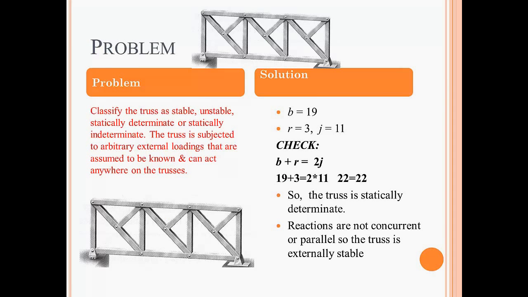Let's see an example. We want to classify this truss as stable or unstable, and statically determinate or statically indeterminate. So first we need to count the number of members here. So 1, 2, 3 to 19. So there are 19 members. So B equals 19. And the next one is the reactions. So for roller support, vertical reaction, and for pin support, 1 vertical and one horizontal reaction, so reaction becomes 3.